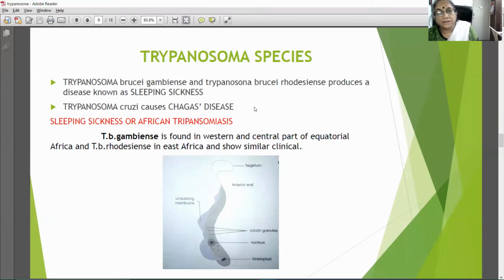Sleeping sickness is also known as the African trypanosomiasis. Trypanosoma brucei gambiense is found in the western and central part of equatorial Africa, and Trypanosoma brucei rhodesiense is seen in East Africa and shows a similar type of clinical presentation.